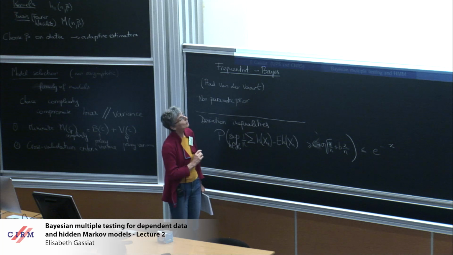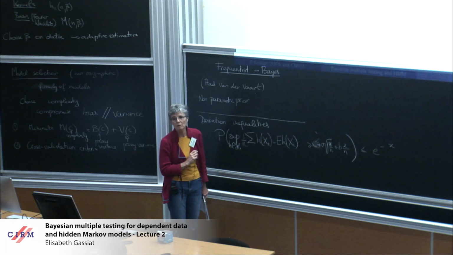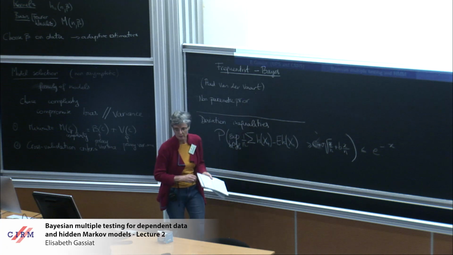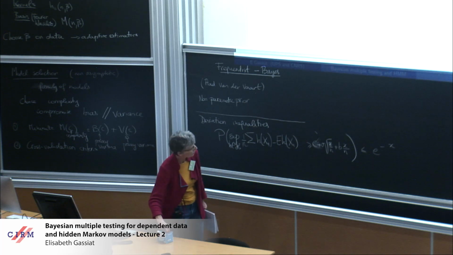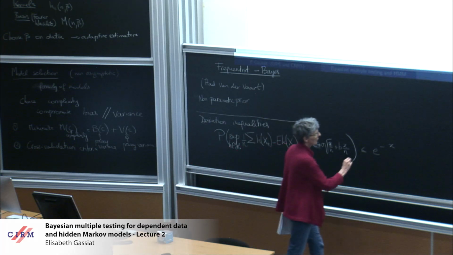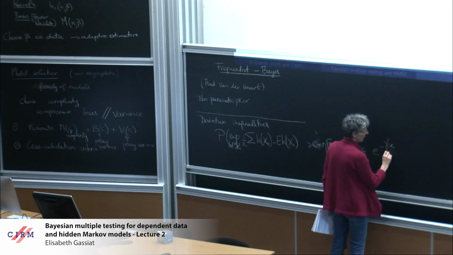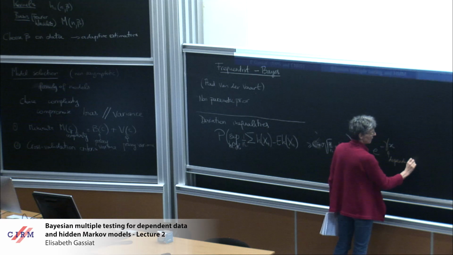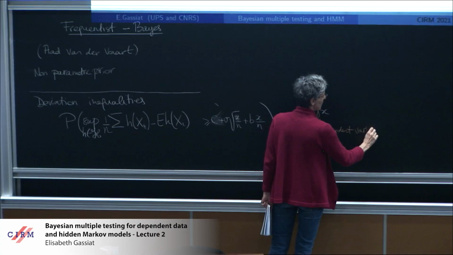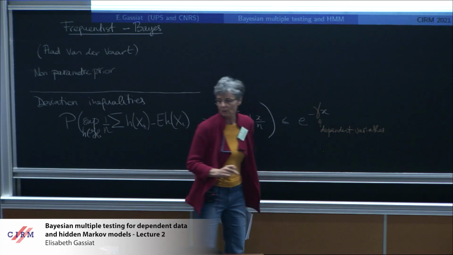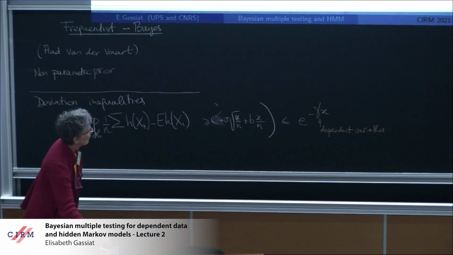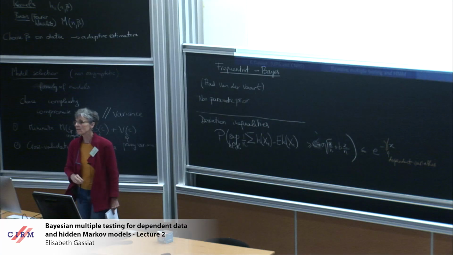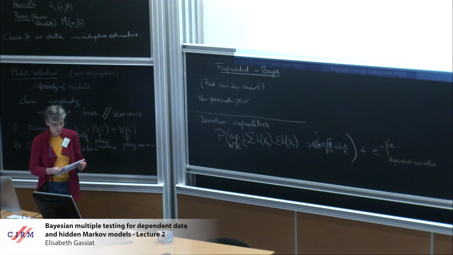But then here, so I come back to my hidden Markov model. There is something here that shows up when you use dependent variables. Then there is something about mixing. You have to take into account the dependence of your variables this way.